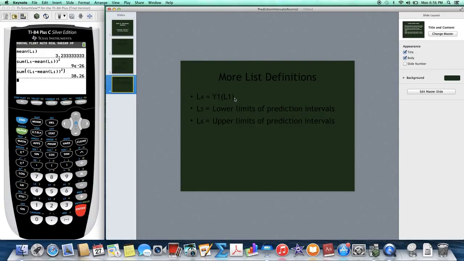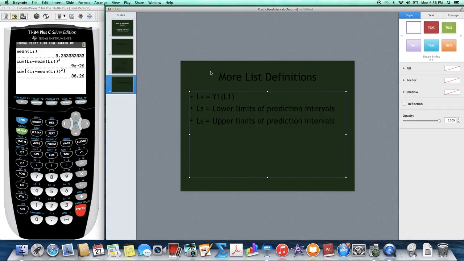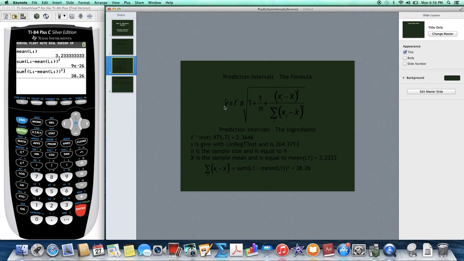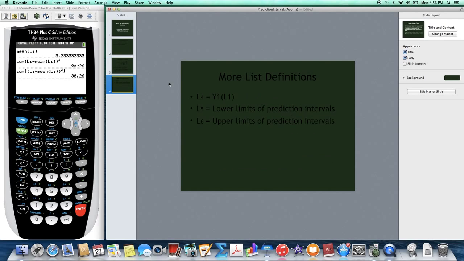All right, so now the next thing we're going to do is calculate all the y hat values. If you look at the formula here, the first value in the formula is y hat. And since we have 9 different species of oaks that we're creating prediction intervals for the ranges, there are going to be 9 different y hats. So on the calculator, I'm going to put all those y hats into one place, L4.